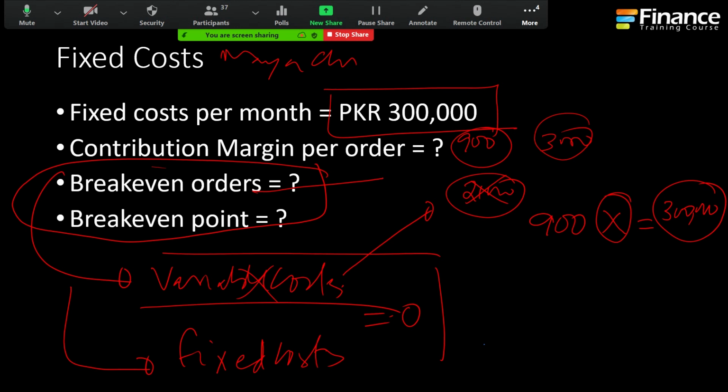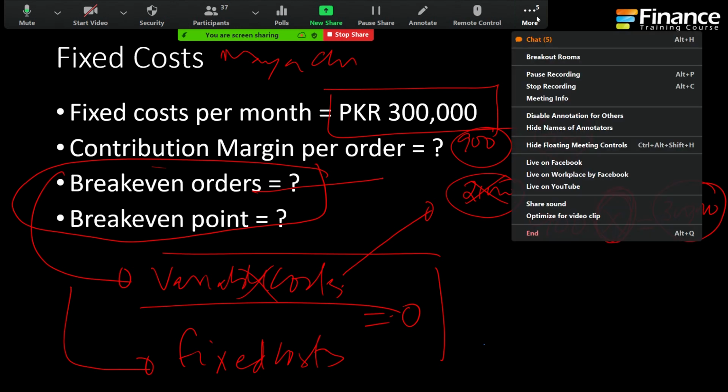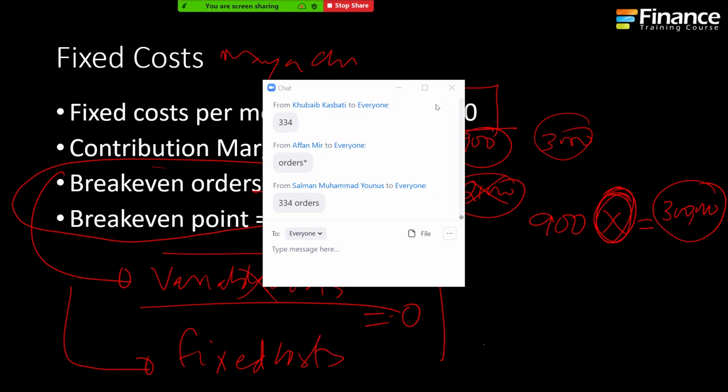Okay. So once again, this is another attendance quiz. I want to make sure that you are paying attention. You divide, so find out X. How many orders do we need to cover our fixed costs? And because मैंने सब कुछ explain कर दिया, तो you only have 30 seconds to respond.